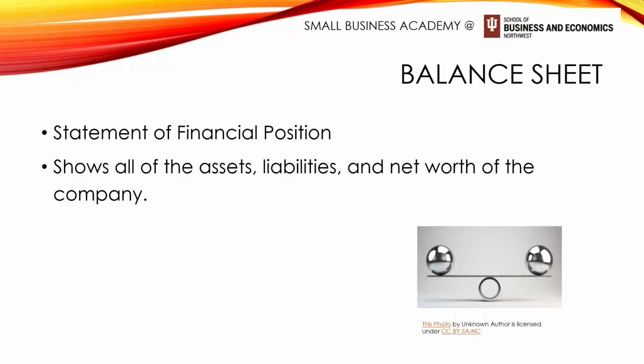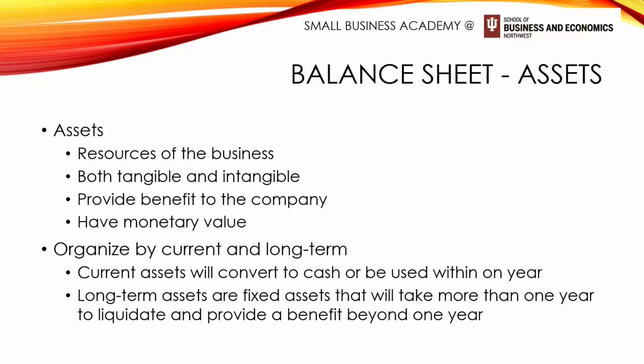The balance sheet, or the statement of financial position, shows the assets, liabilities, and net worth of the company. This should be a snapshot of a company at any given point in time. Assets are the resources of the business, both tangible and intangible, that have monetary value and provide a benefit to the company. You will organize them by current and long term. Current assets will convert to cash or be used within 1 year. Long-term assets are fixed assets that will take more than 1 year to liquidate and provide a benefit beyond 1 year.